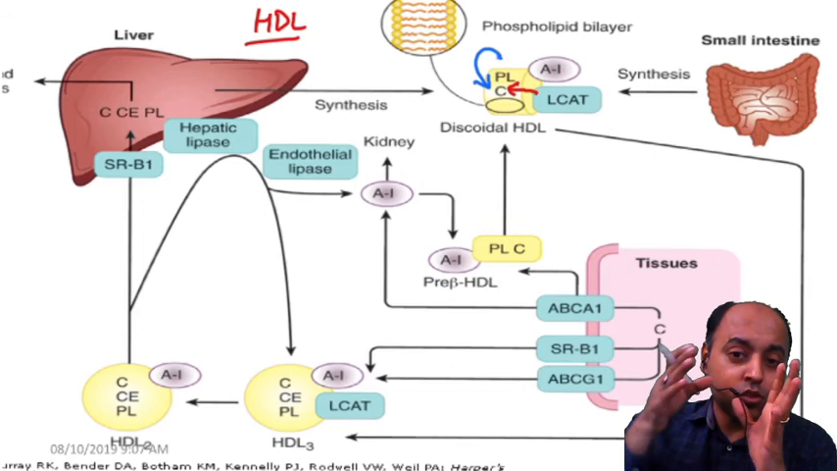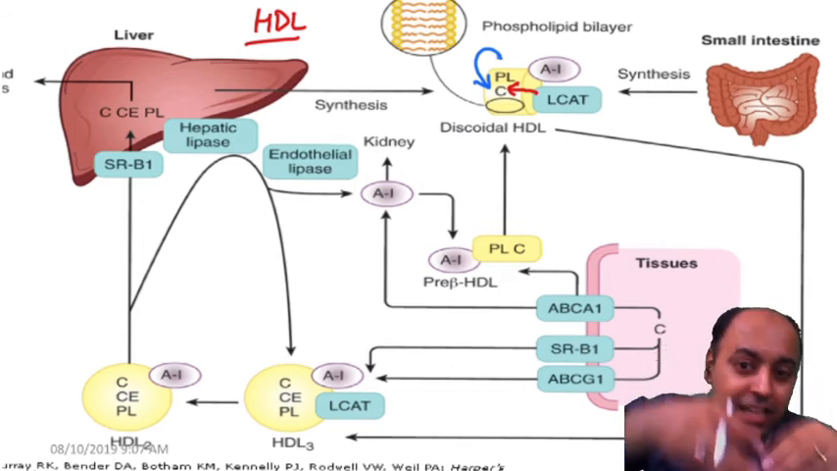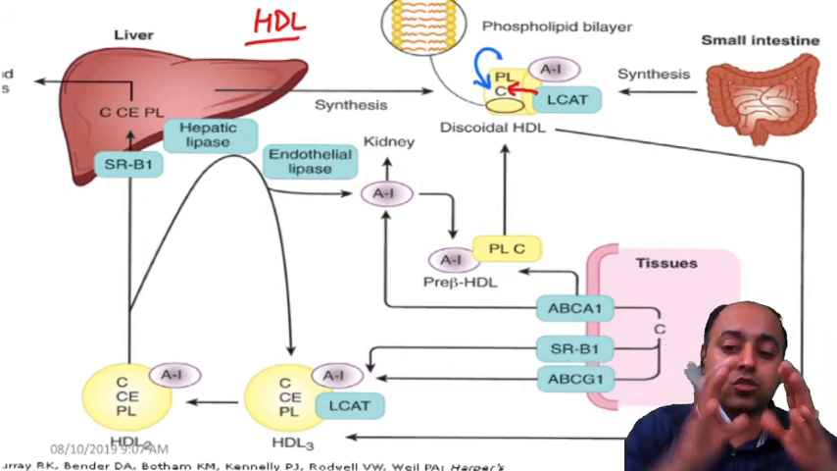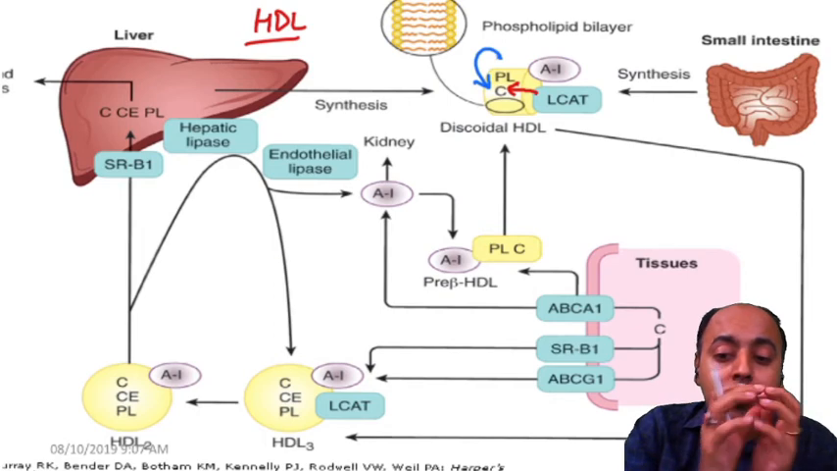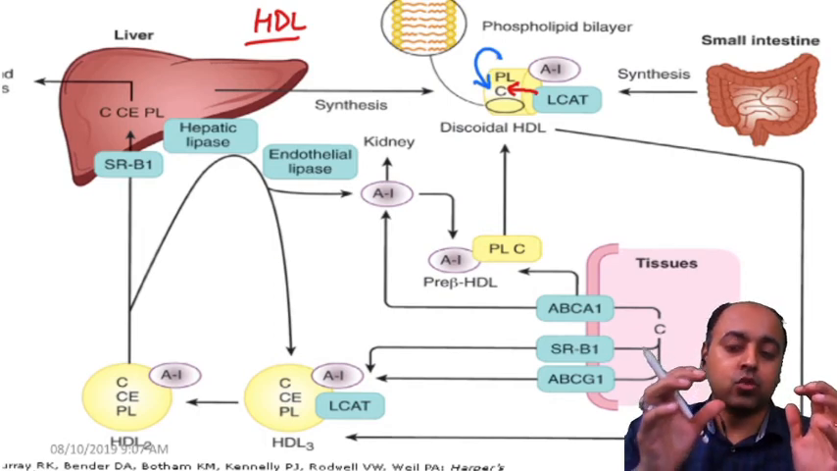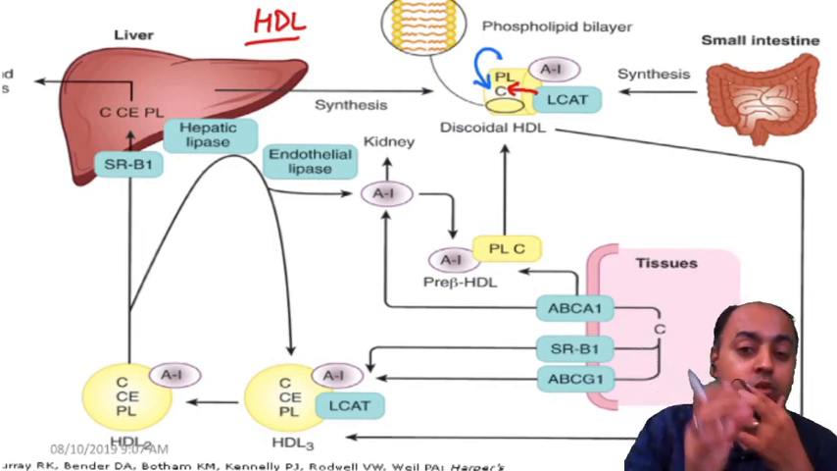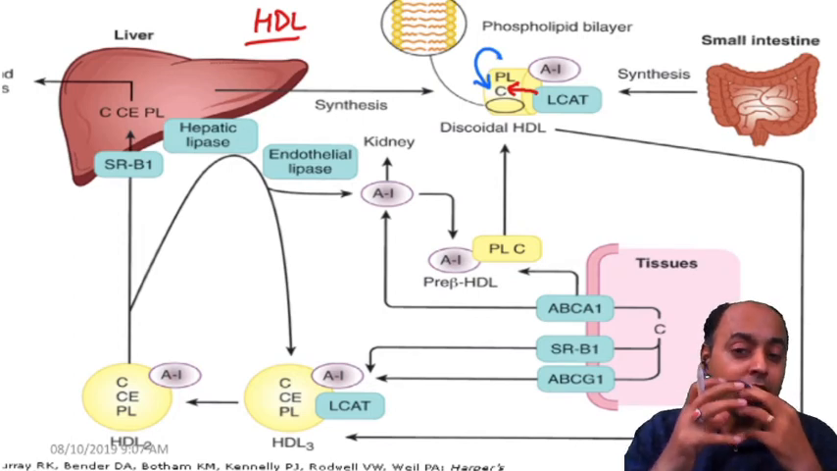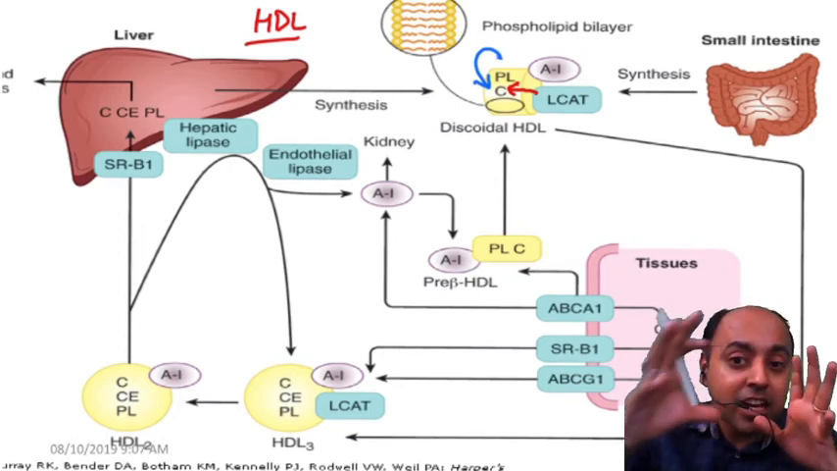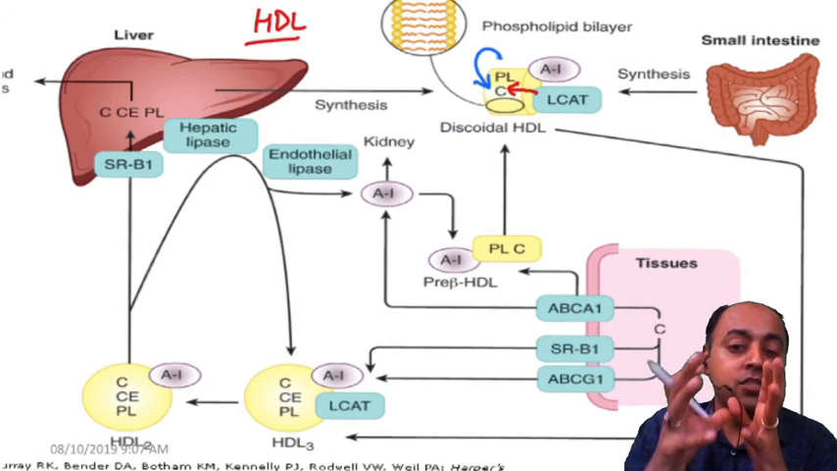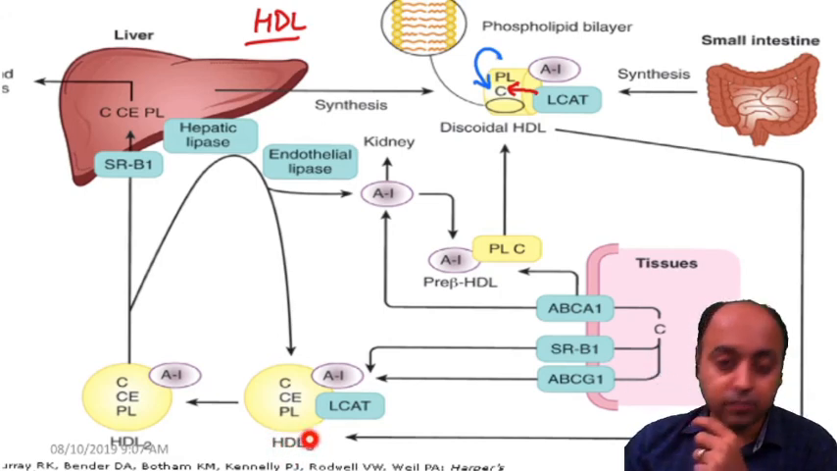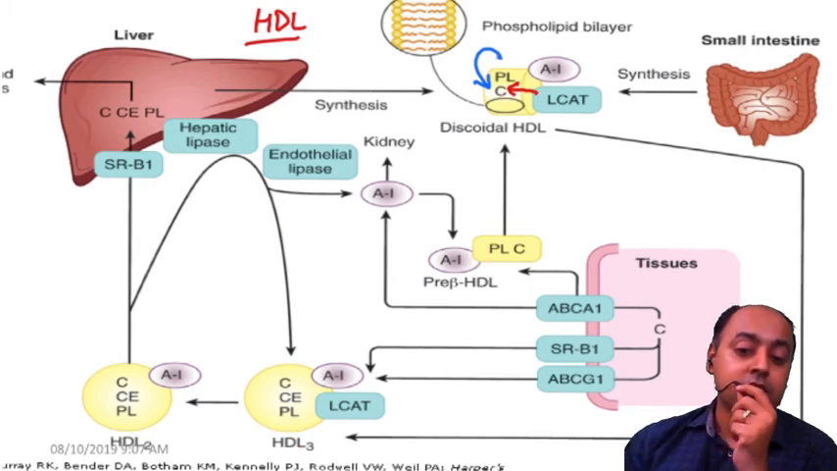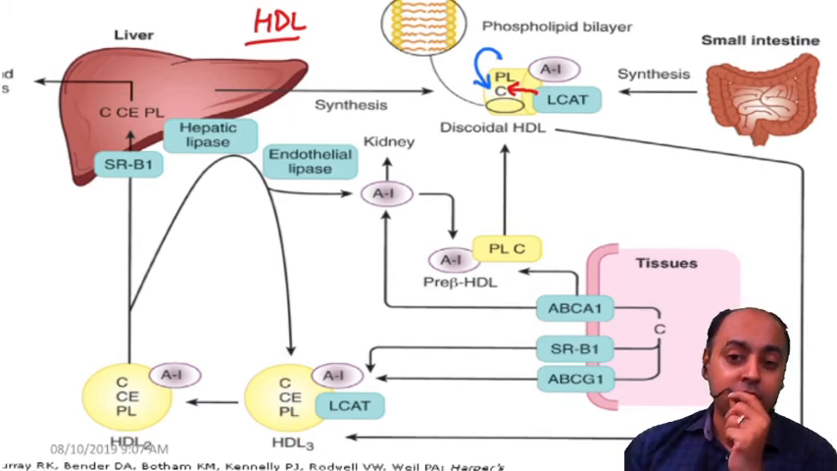So suddenly this cholesterol ester will start going inside. It will start making a structure. You can think of it like a balloon. Currently there is nothing inside, but when you start blowing into it, it will become spherical. So as the cholesterol is converted to cholesterol ester, the discoidal HDL acquires a spherical shape. This spherical HDL is the HDL3. So by the time the discoidal HDL reaches the circulation, it gets converted to HDL3.